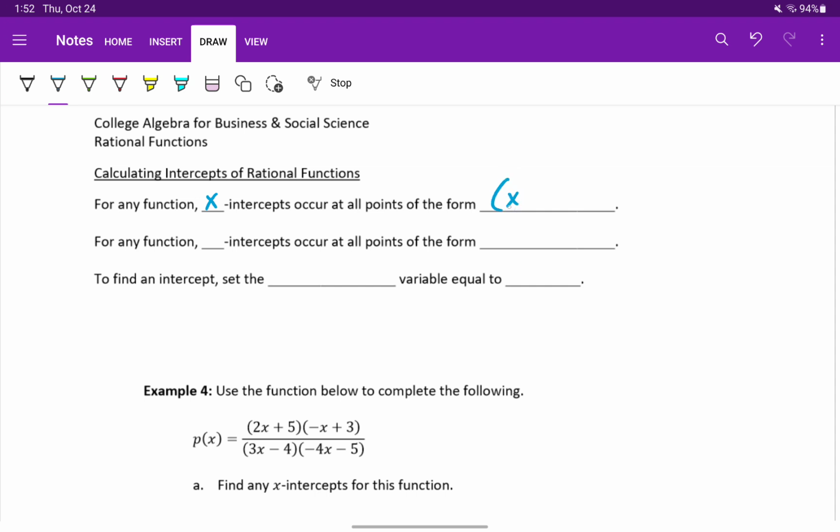But x-intercepts occur at a point of the type (x, 0), where x has some value, but y is always 0. And for any y-intercepts, we're looking for points of the form (0, y), meaning y takes on some value, but x is definitely 0. To find those intercepts, we set the opposite variable equal to 0 and solve from there. All of that's the same as what we've seen with previous types of functions.